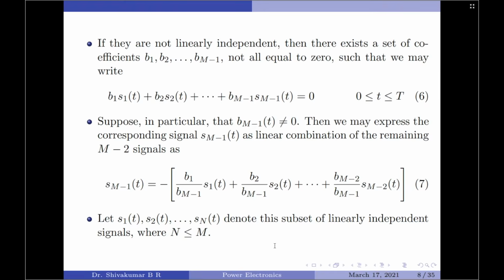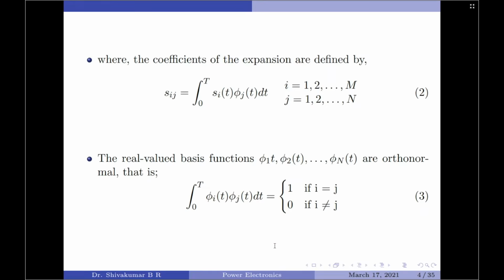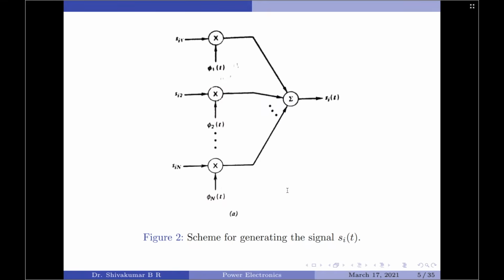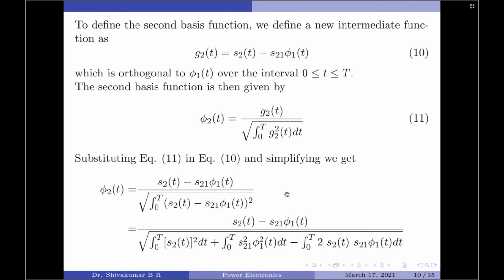As per equation 3 what we have previously defined, integral of 0 to capital T phi 1 square of t dt is equal to 1 because our orthonormal basis functions are unit energy. Therefore, the denominator term here will only be consisting of S21 square. Then we will have the last term which is given by integration 0 to capital T 2 into S2 of t into S21 into phi 1 of t.